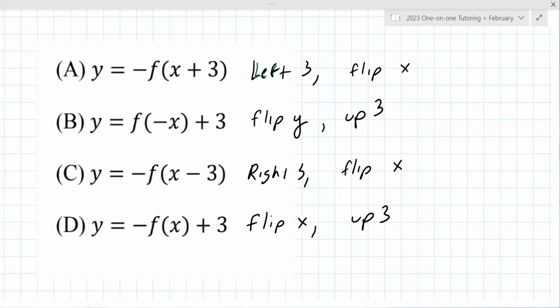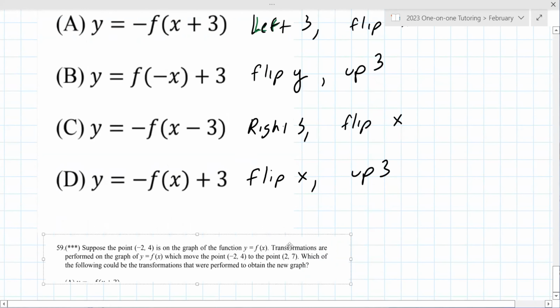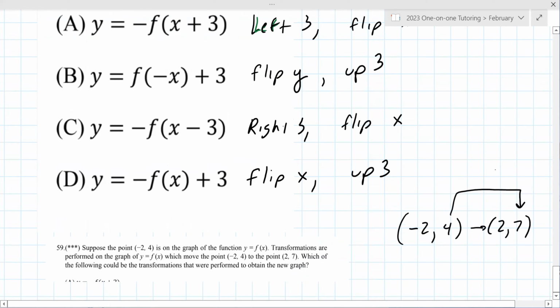And then, sometimes it's better to work backwards from the answers. When you look at the actual question, you can see that it's going from -2, 4 to 2, 7. So you can see that the y is up 3. So that tells you that it gets rid of A and C.